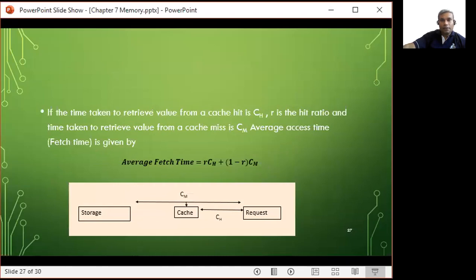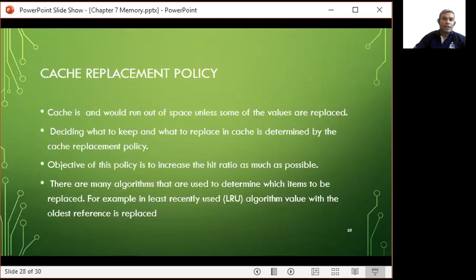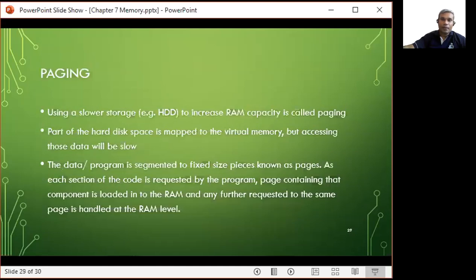The average fetch time is given by this particular formula: cache hit ratio times cache hit time plus cache miss ratio, which can also be written as 1 minus r, times cache miss time. Remember, when you have a cache miss, first you have to check the cache and find it is not there before you can fetch it from memory. There are different ways to update the content in the cache. That is known as the cache replacement policy.